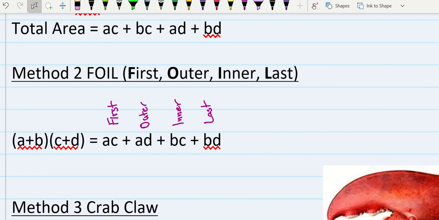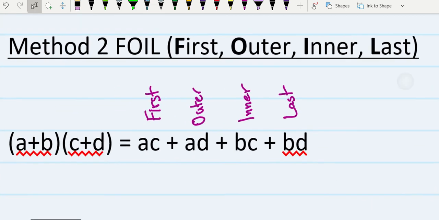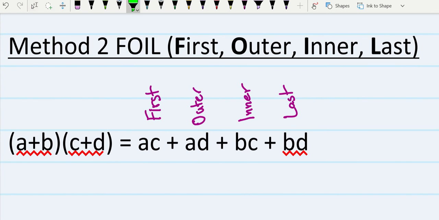So we look at our first terms, the outer terms, the inner terms, and the last terms in a set of brackets. So if we've got here A plus B multiplied by C plus D. So let's look at our first term. So this here is our first term in this bracket, and this is the first term in this bracket. And you can see that I've just said AC, so for the first term. Now the next one is outer. So this one is an outer term, and this one's an outer term. So A times D, and so that's my second term over here after I've expanded.